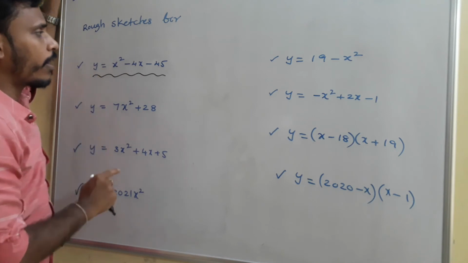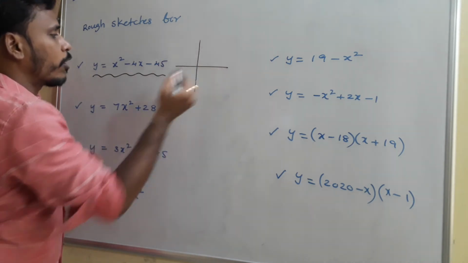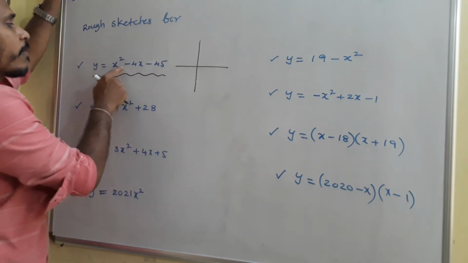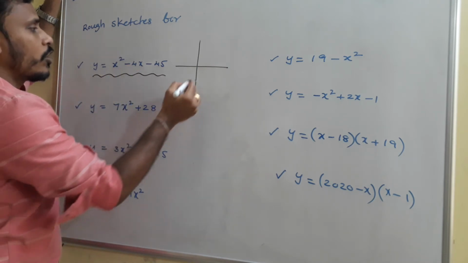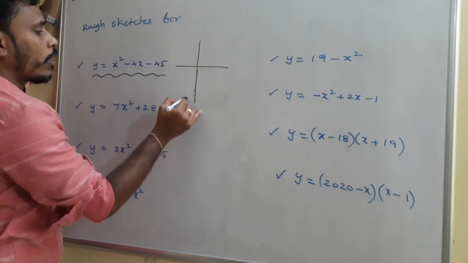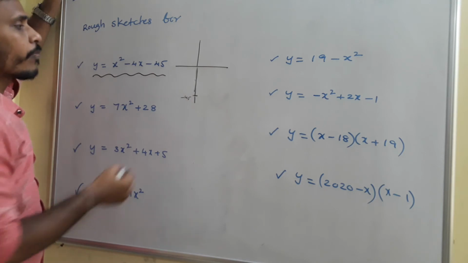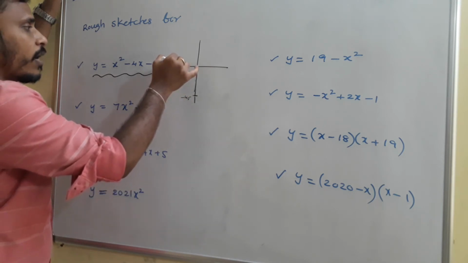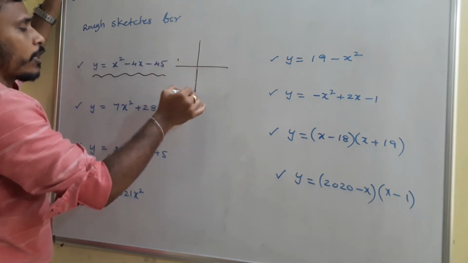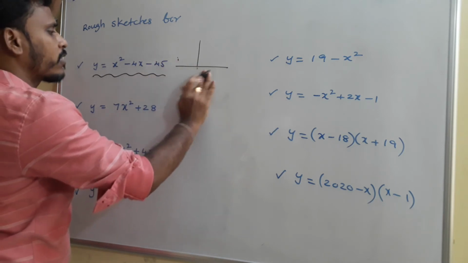It is an upward parabola. If you sketch the rough graph, it is an upward parabola. And the next thing is, if you replace x with 0, the value of y is minus 45. Somewhere minus 45 will be here, and through this point the graph is passing. So the graph is an upward parabola and for sure passes through this particular point. So it will be like this. Otherwise, you can just leave the y-axis, no problem.